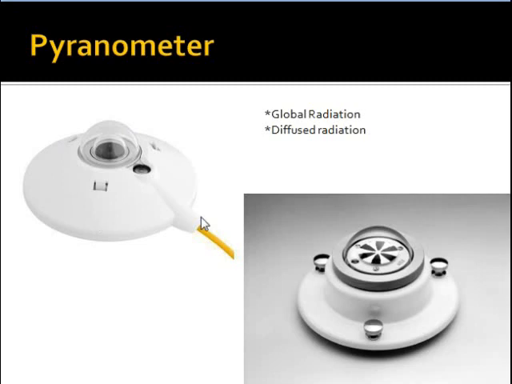The picture we see here is a picture of a pyranometer, and we can see there is a hemispherical dome that allows the light in all directions, unlike a pyrheliometer, which has a long tubular structure to make sure that only beam radiation enters the sensing unit. Here we allow light in all directions, so that it measures the diffused radiation.